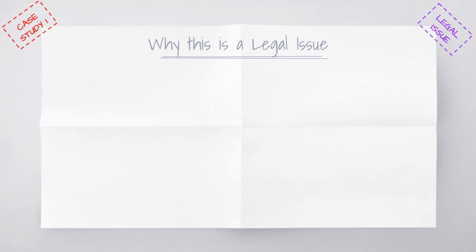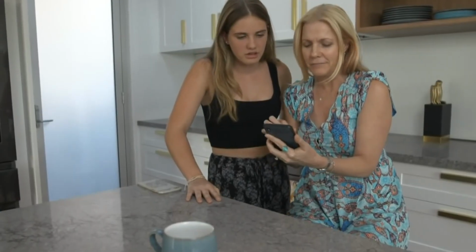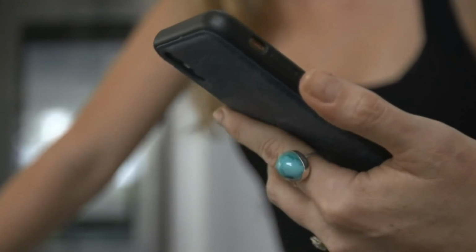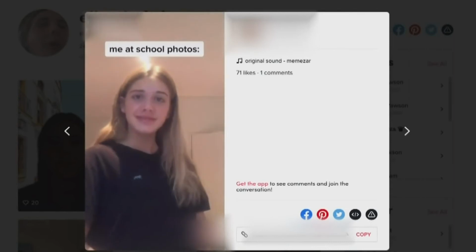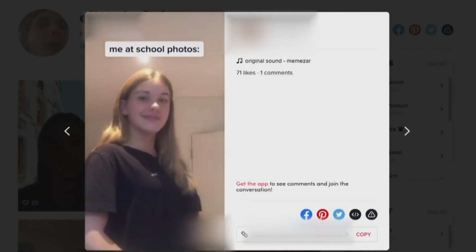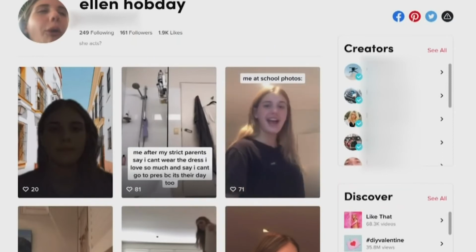But why is TikTok's dealing with COPPA a legal and ethical issue? Well, as we know, children are seen as especially vulnerable when it comes to the media, and specifically vulnerable when it comes to online spaces, because they don't necessarily have the mental capacity to understand what, when, and how the personal information that they share will be used by any online service providers. Now, the majority of adults just click straight through when they see terms and conditions, but at least they're mature enough to understand what they're signing up for. And it's argued that children are not.